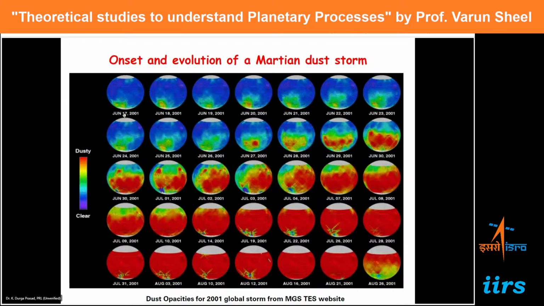You can see that on June 17, 2001, there is no dust storm. Then this is the slow onset of the dust storm, and this is a global dust storm. You can see it is completely covered by dust by July. Then the dust storm is receding. So this is the onset and evolution of a dust storm on Mars. If you want to see this phenomenon, it needs to be modeled.